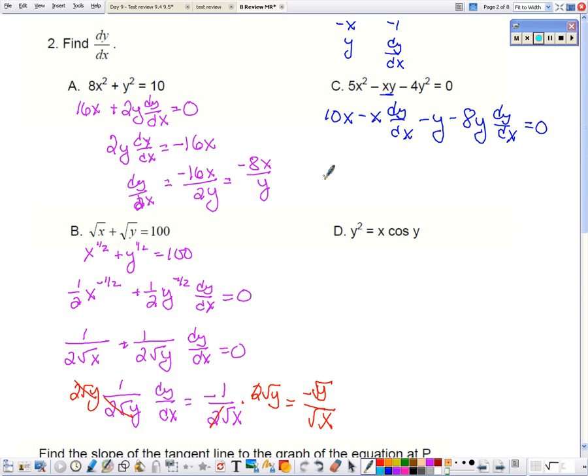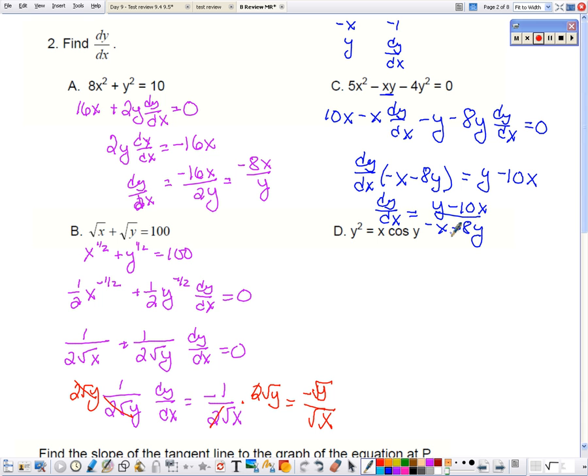I'm going to move everything that doesn't have a dy/dx to the other side. And I'm going to factor out the dy/dx from the remaining pieces. And then we can divide by the negative x minus 8y.